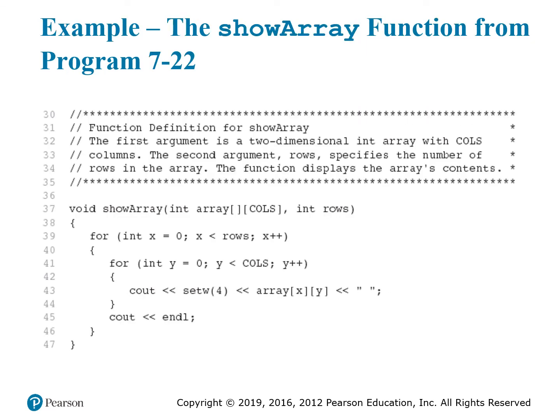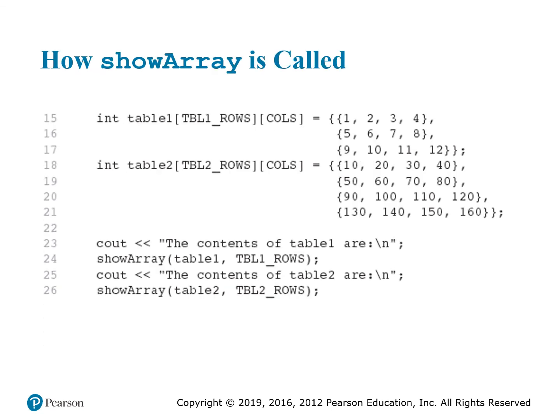So in this case, we're saying that our 2-dimensional array must always have the same number of columns, but can have as many rows as we want, and we'll pass rows in as a variable to tell the function how many. So table 1 rows is 3, table 2 rows is 4, and so we'll pass 3 and then 4 to the function when we ask it to show the array.